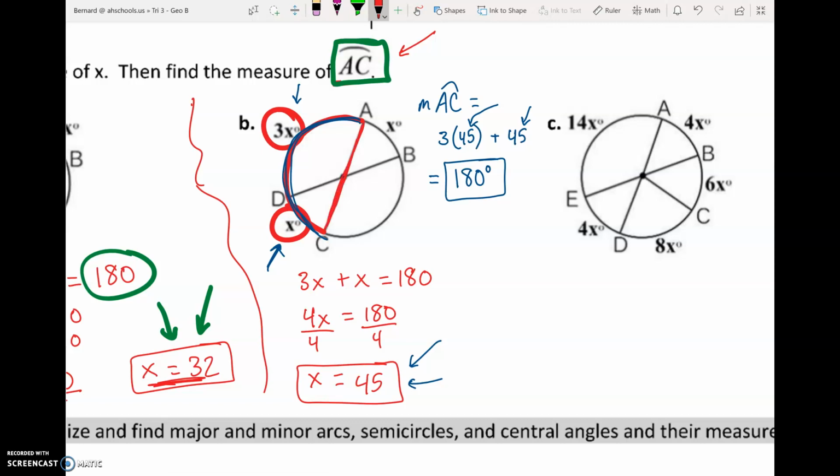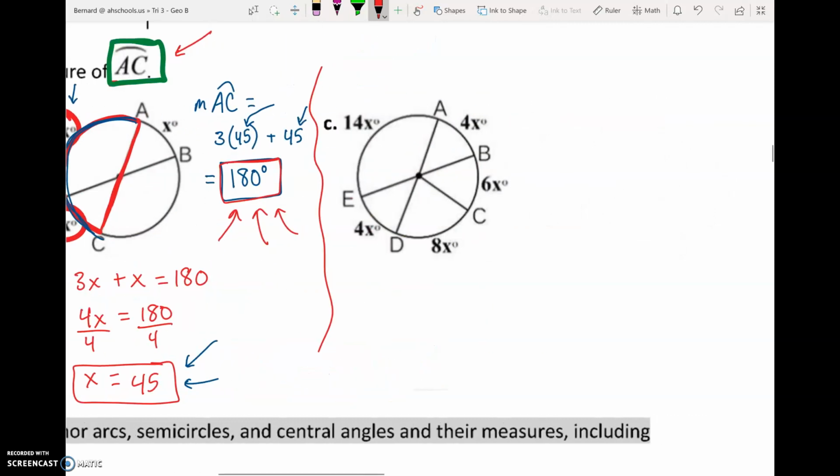So it automatically cuts this circle in half into two 180-degree sections. And so we should have automatically known it equaled 180 just by visualizing the picture. However, you can certainly solve for x and plug it back in. You will absolutely get 180 as well, right? So multiple methods. Now, finally, the last one.